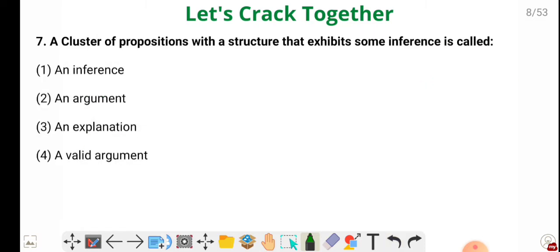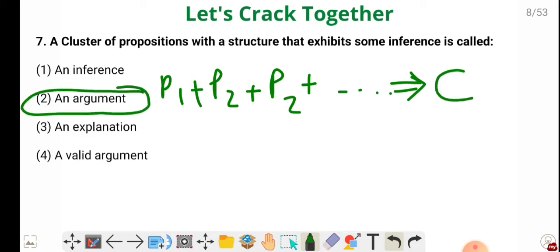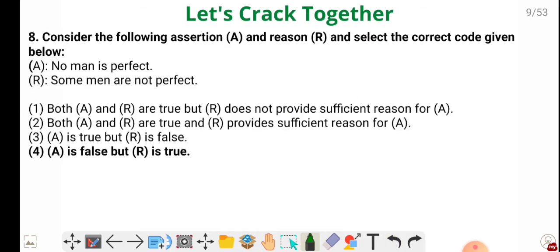Next question. A cluster of propositions with a structure that exhibits some inference is called. Now cluster of propositions means a number of propositions will be there and if they infer something, which is called a conclusion, this is nothing but an argument. This is the definition of the argument. Next question.